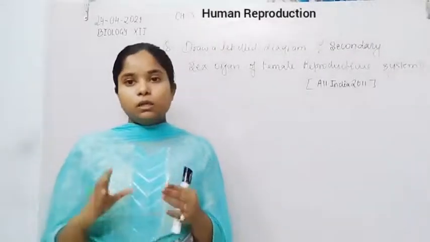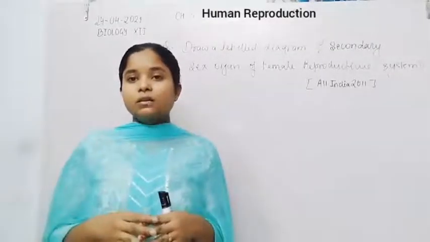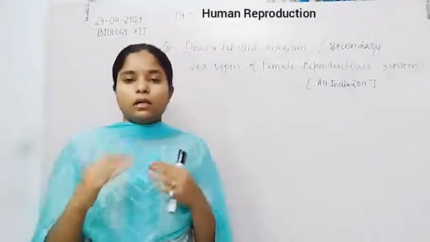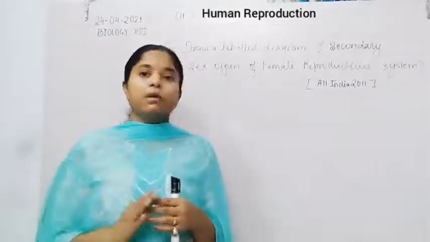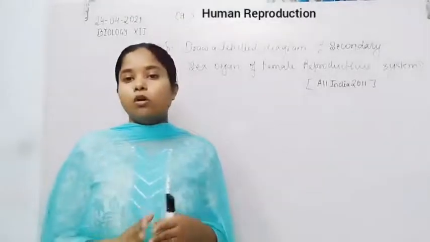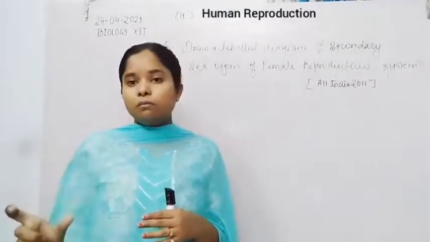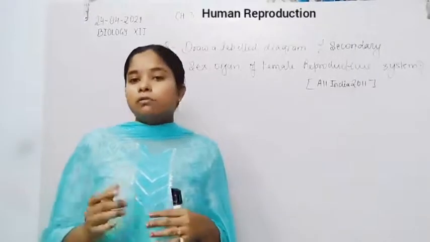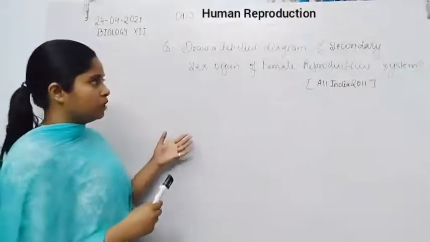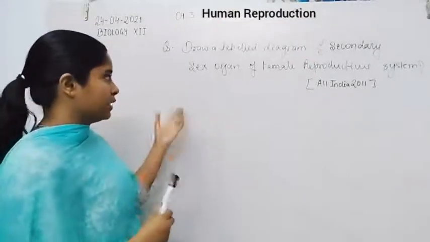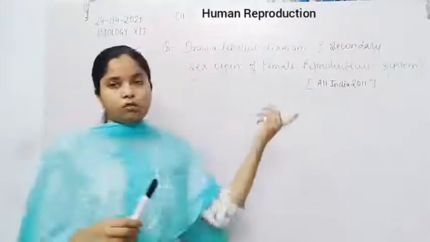Inside the ovary there are so many cells. The whole ovary is divided into germinal epithelium and the stroma. The stroma consists of cortex and medulla; the main region consists of the blood vessels and the Graafian follicle. Now the question is asking to draw a labeled diagram of the secondary sex organ of the female reproductive system.